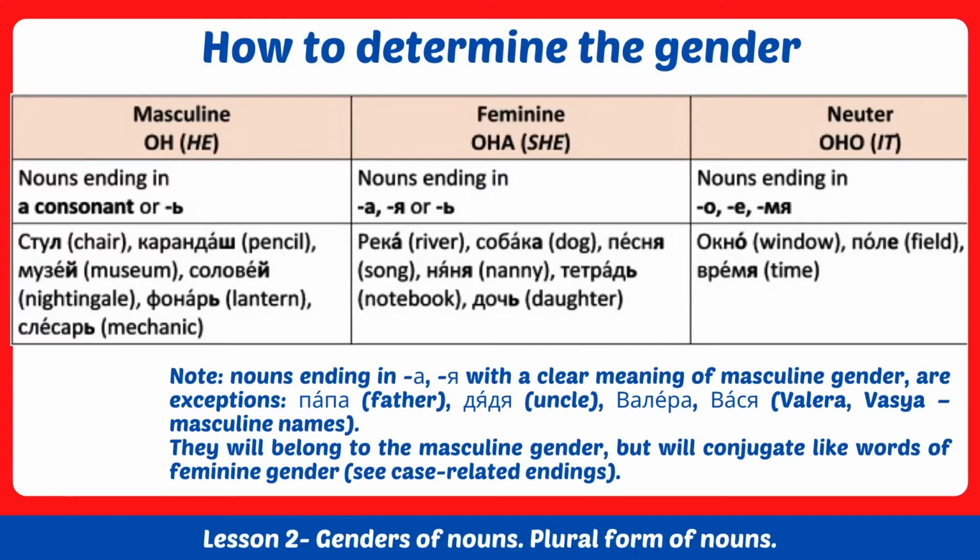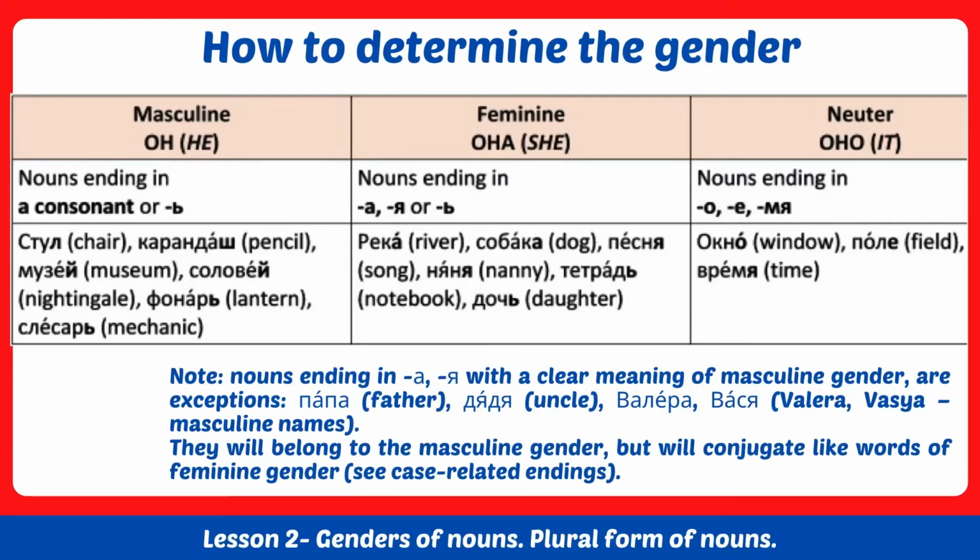It's important to say here that nouns ending in a, ya, with a clear meaning of a masculine gender are exceptions. For example, papa, father. It is clear, we know that papa is a man, but the ending tells us it's feminine, but it is actually a masculine gender noun. But it will conjugate as a feminine gender noun.